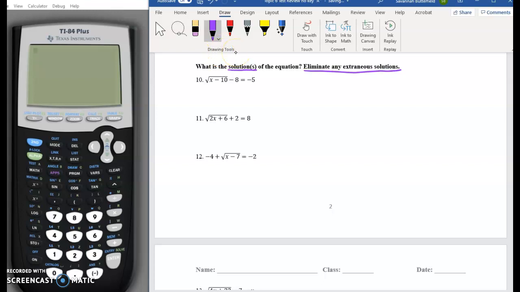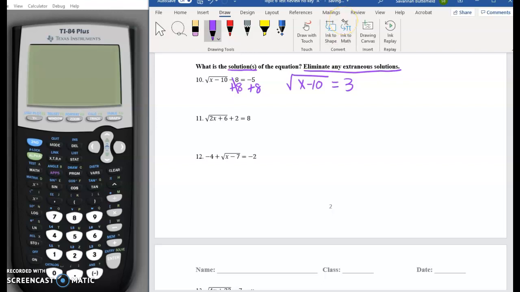So starting with number 10, I'm going to start by adding this 8 over to the other side, because that 8 is on the outside of my square root. And we always want to isolate the square root first. So now, when I move the 8, I am left with square root of x minus 10. And that is now equal to a positive 3, because negative 5 plus 8 is 3.